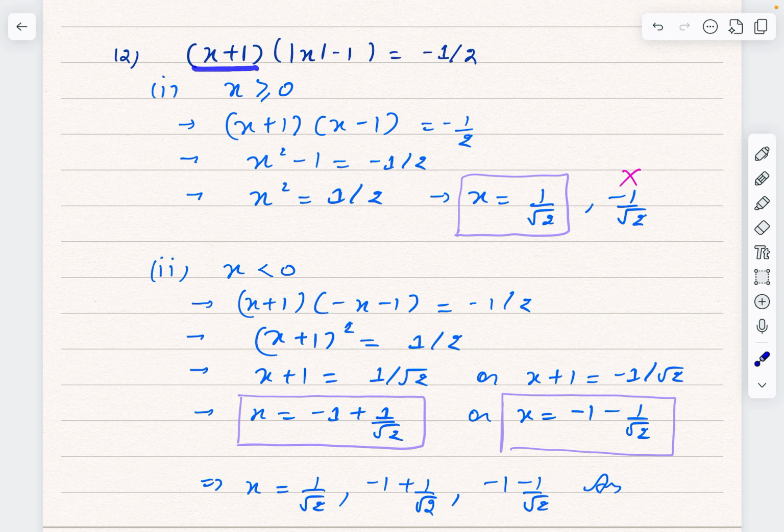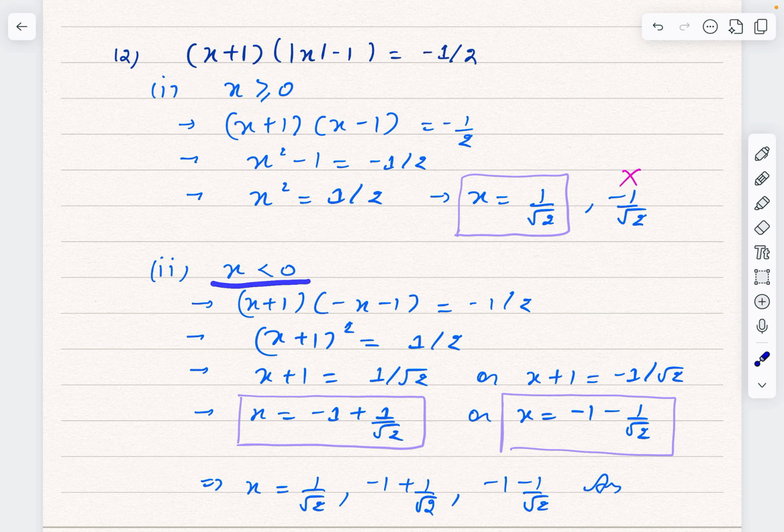We have x plus 1 mod x minus 1 equal to minus 1 by 2. Make two cases here, x greater than or equal to 0. Then mod x will be just x. Okay, it will be a quadratic equation. You get x square equal to 1 by 2. Roots will be plus minus 1 by root 2. It has to be greater than or equal to 0, so we neglect this and take only this solution.